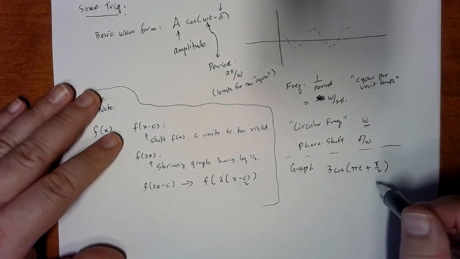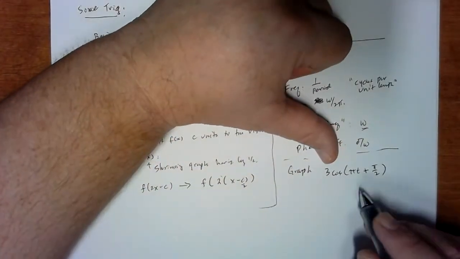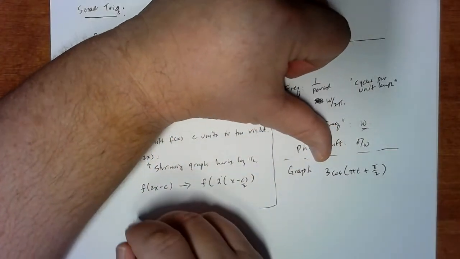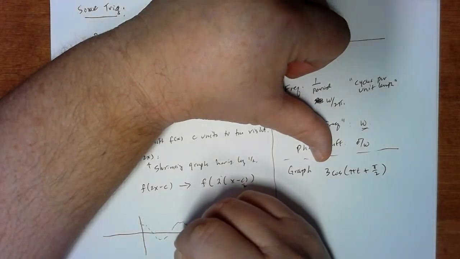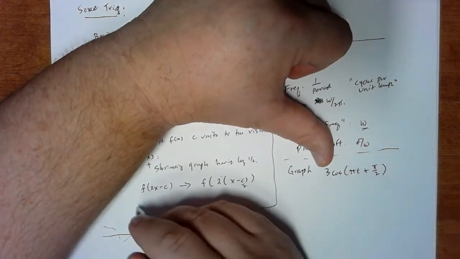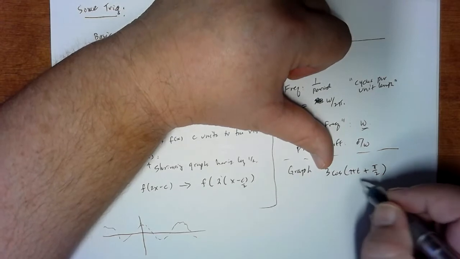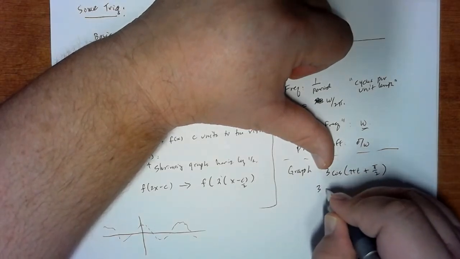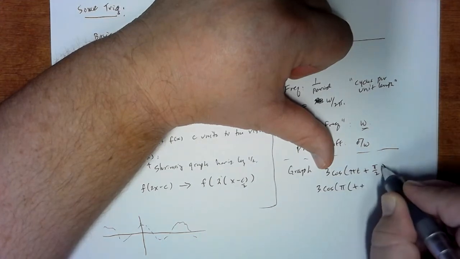Okay, and the idea is you want to start with the graph of the cosine and then work your way out from there. So let's see. The cosine function looks like that, right? Multiplying by 3, of course, extends it this way. Let's see, I'm going to go ahead and write that: 3 cosine of pi times t plus 1/2.